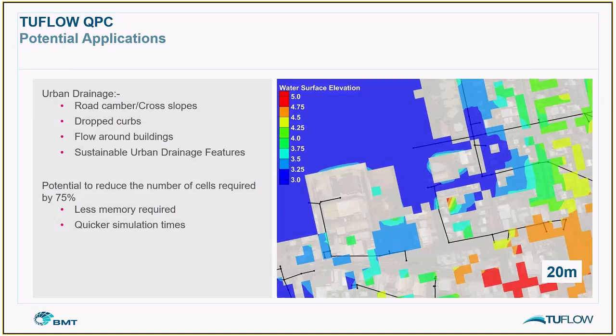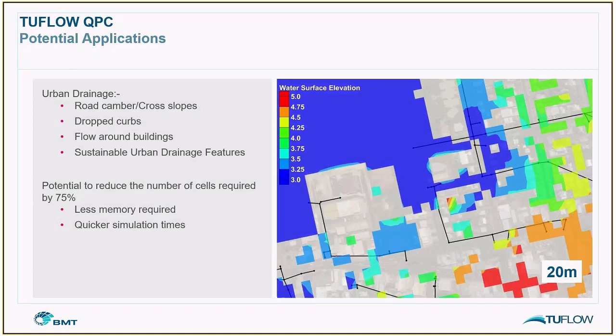And we also want to represent flow around buildings in an accurate manner. Also, increasingly, we're wanting to represent sustainable urban drainage features explicitly within the model domain, and being able to use Quadtree refinement to refine the grid in those locations will certainly help do that.